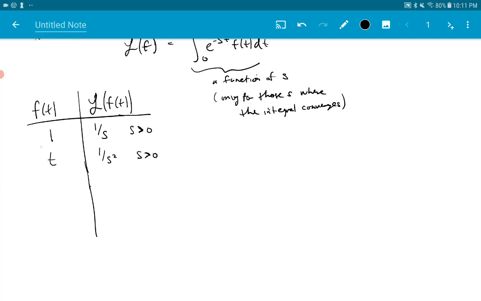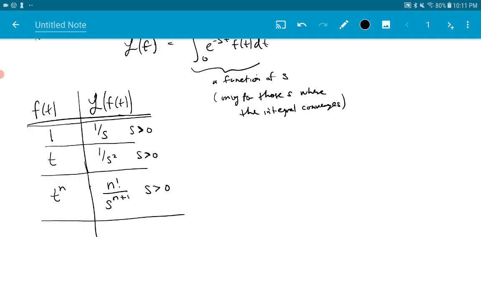Okay, what else? So this is our table, and these are the individual entries. We did t squared and t to the third and all these things. We can summarize them all into t to the n power. If we transform that, we'll always get n factorial divided by s to the n plus 1, defined when s is greater than 0. It's kind of an interesting one.